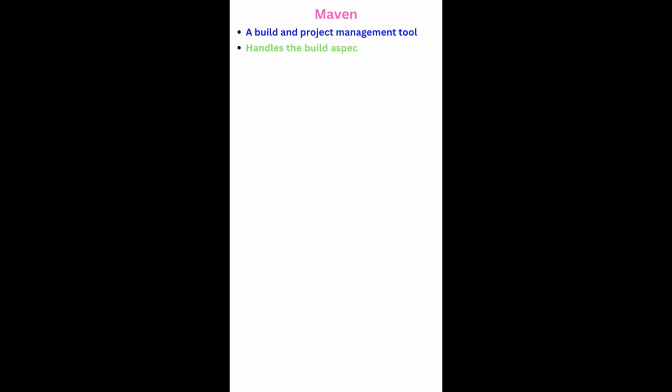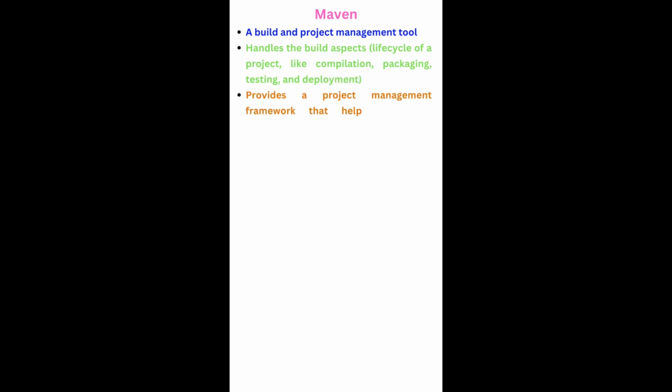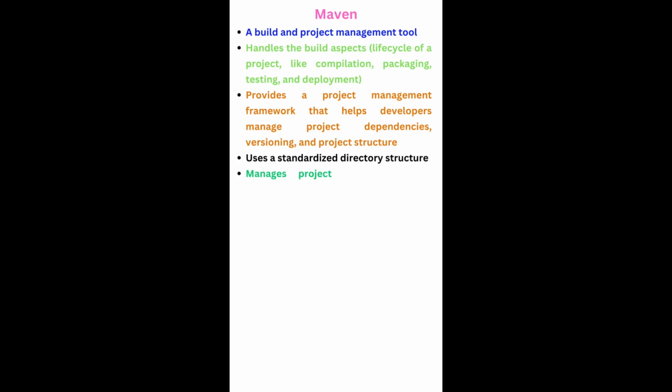What is the primary purpose of Maven? Maven is a build and project management tool. It handles the build aspects, for example, the lifecycle of a project, like compilation, packaging, testing, and deployment. Also, it provides a project management framework that helps developers manage project dependencies, versioning, and project structure.